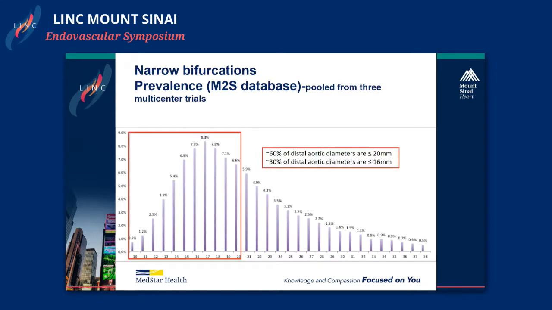So when we think about narrow aortic bifurcations, we generally define this as 20 millimeters or less. And it's probably a little bit more prevalent than we typically think. When you look at this M2S database, it's pulled from 3 multi-center trials, and you can see 60% of these patients had a distal aortic neck or distal aortic bifurcation less than 20, and up to 30% were less than 16 millimeters.